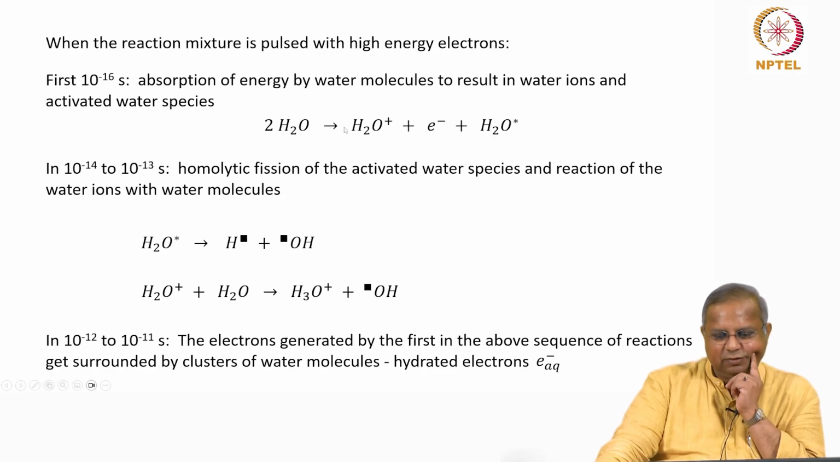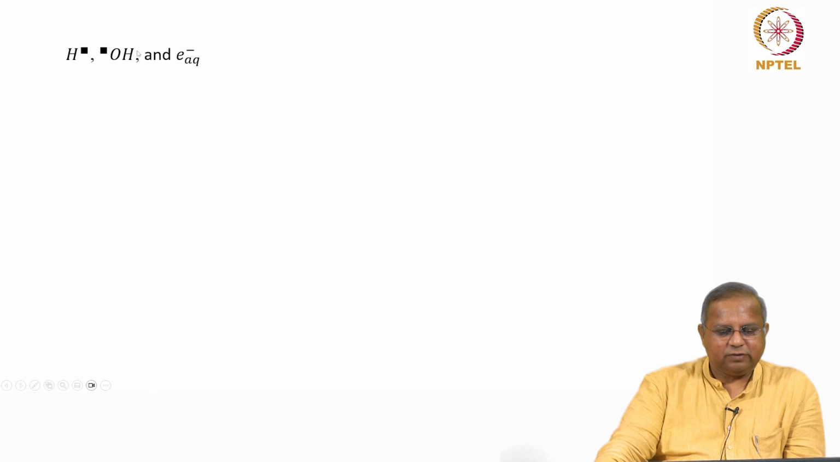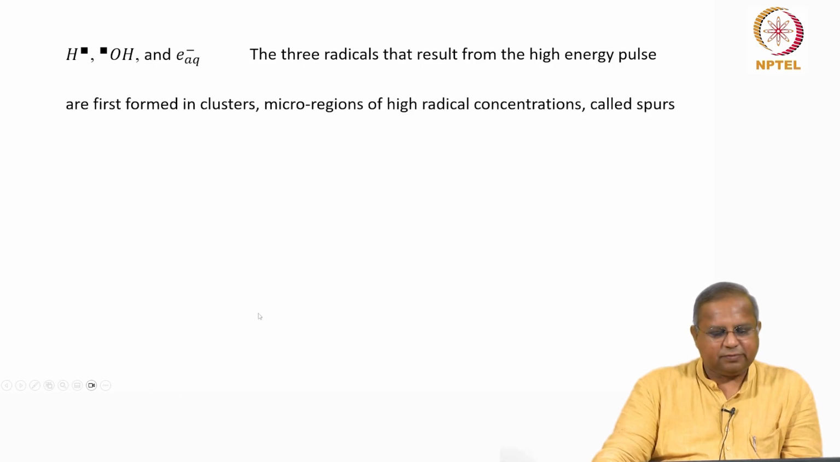So, you have these two species being formed, and then you have formation of all these ions, radicals, free radicals, and you have hydrated electrons forming. So, you have these three species: H dot, OH dot, and e_aq minus. These are three radicals that result from water absorbing the high energy pulse. These are formed in clusters which are micro regions of very high radical concentrations, and such clusters are called spurs.